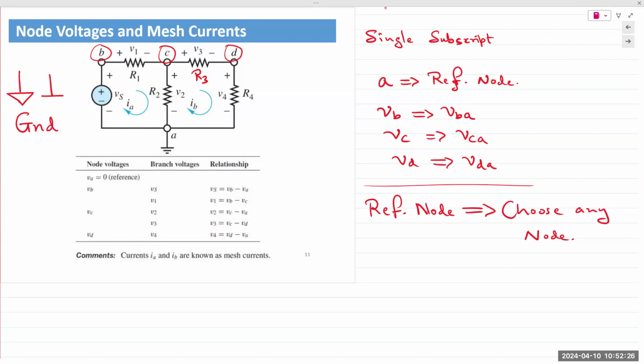For the purposes of analysis, you can choose any node, A, B, C, or D, as your reference node. It does not have to be A. Your values for the node voltages would change. Let's say 4 students here, and 25% choose A, someone else chooses B, someone else chooses C, and someone else chooses D. Your answers will all be different because your point of reference is different. Keep that in mind.